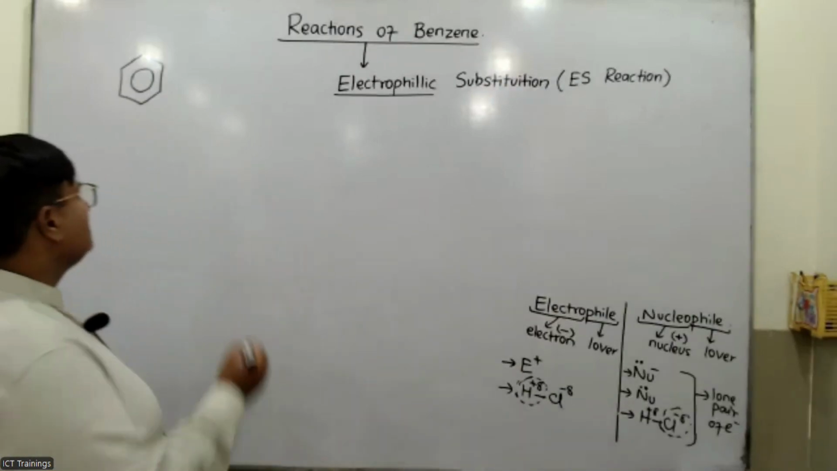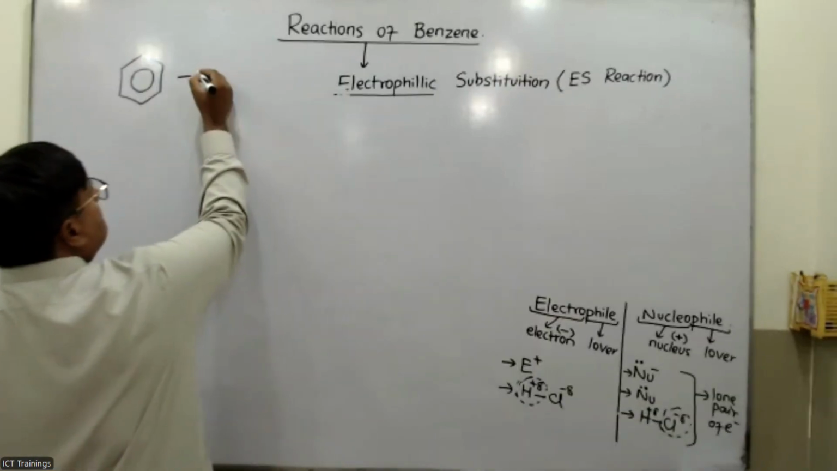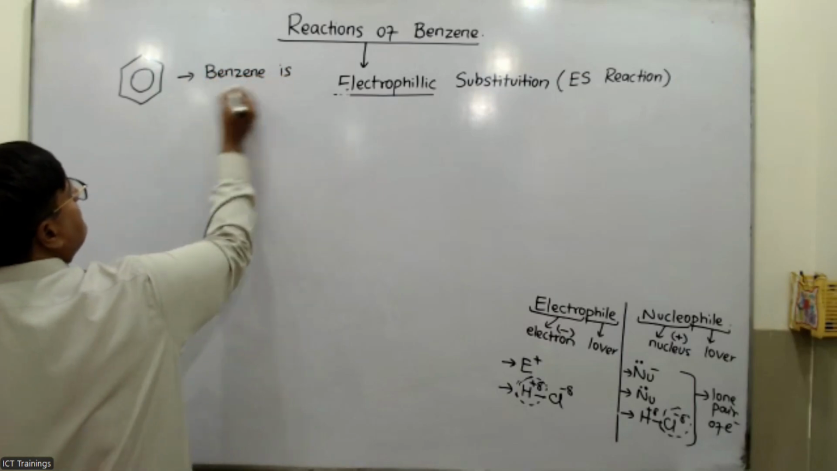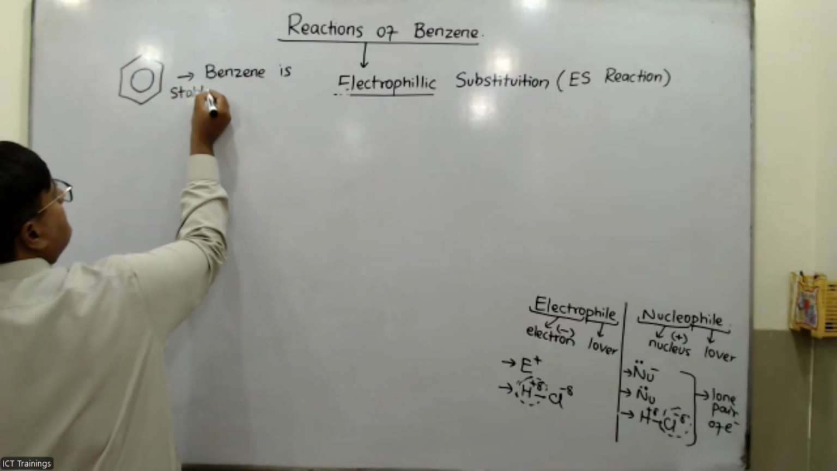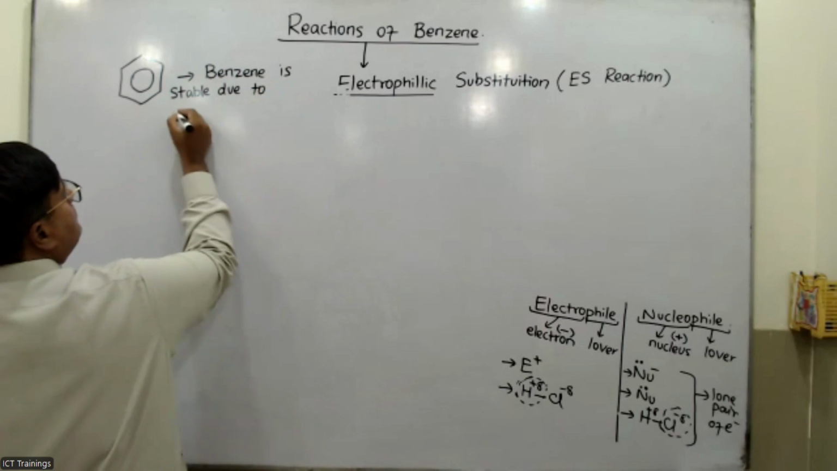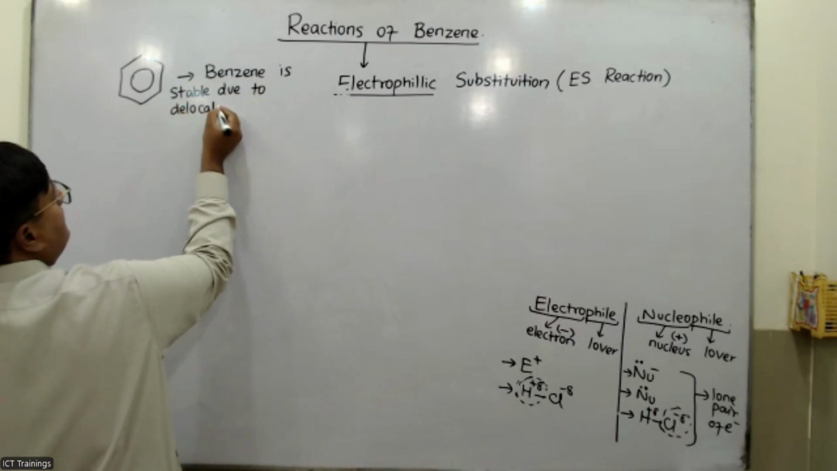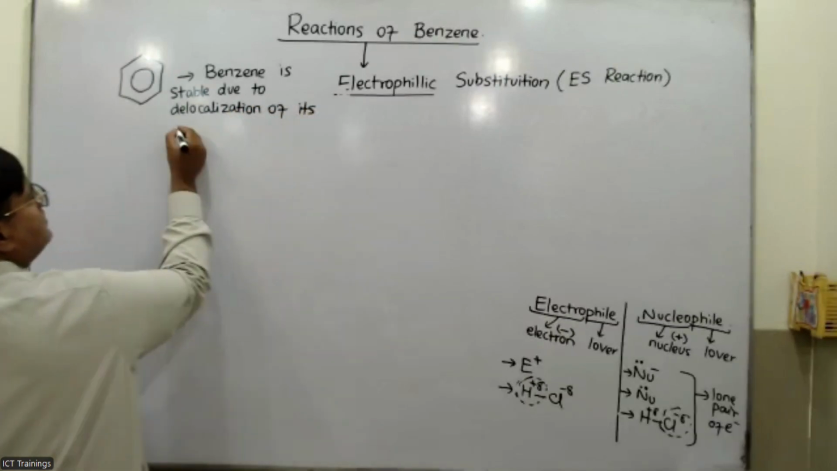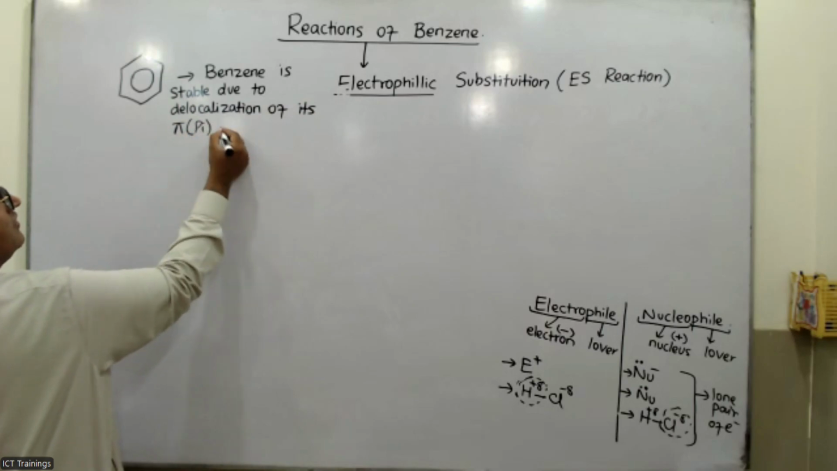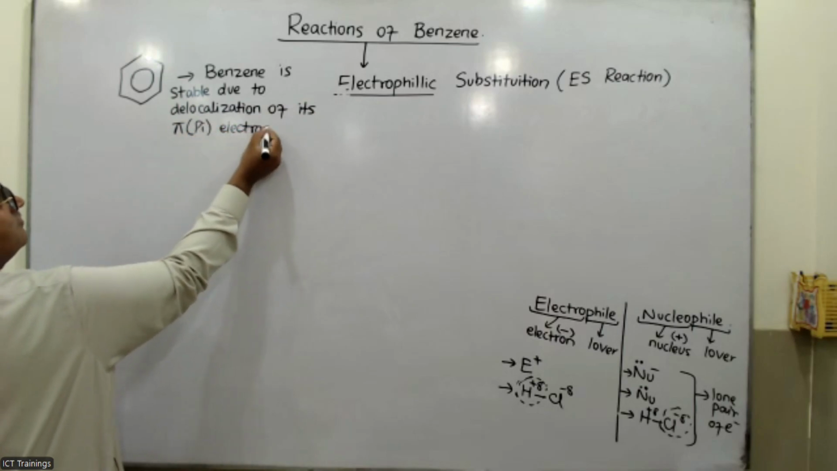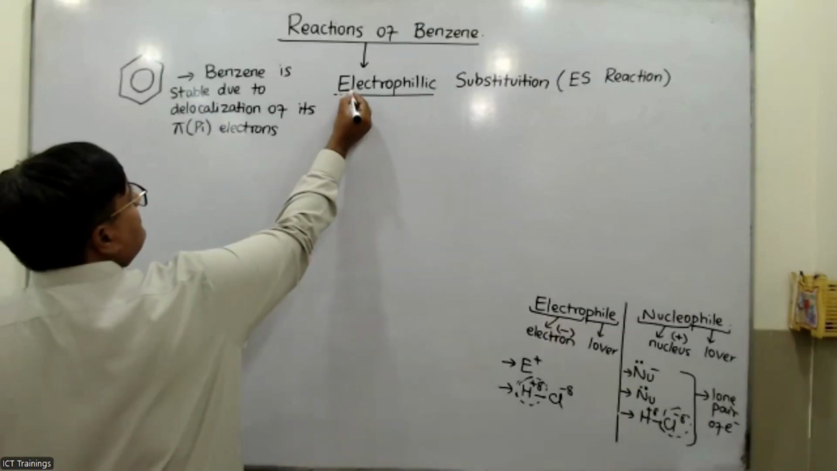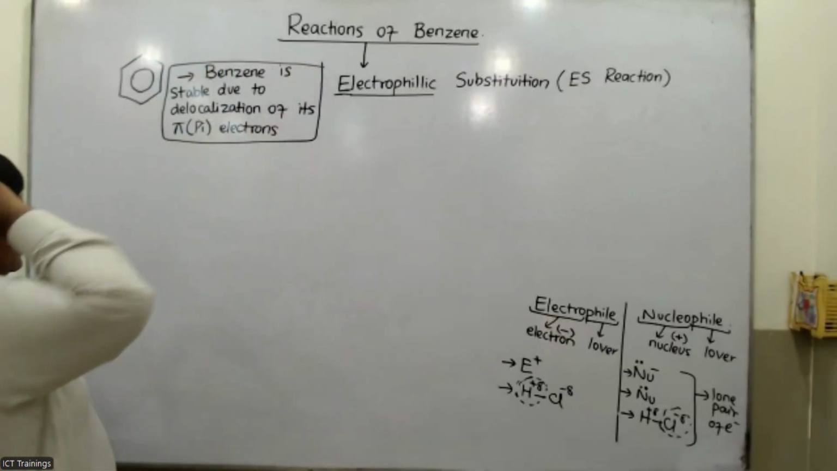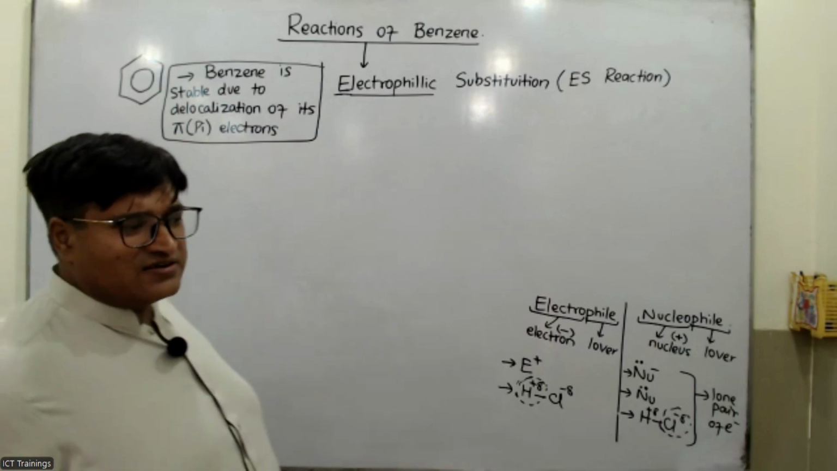Okay, so write down this thing: benzene is stable due to delocalization of its pi electrons. Okay. So benzene is stable due to delocalization of its pi electrons. So it does not want to react with something.